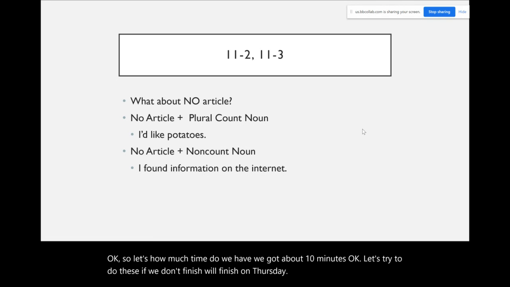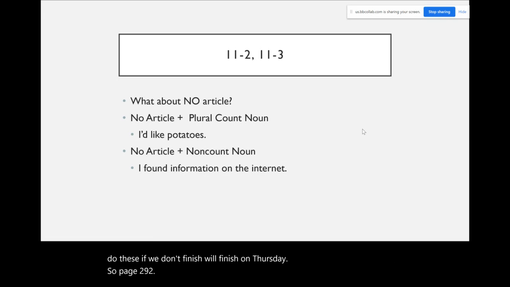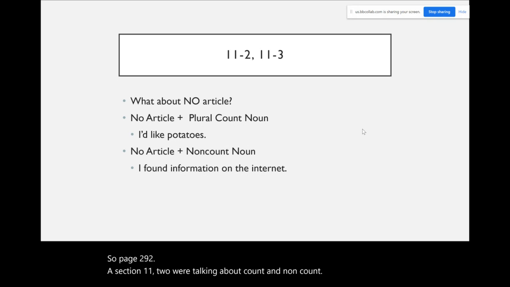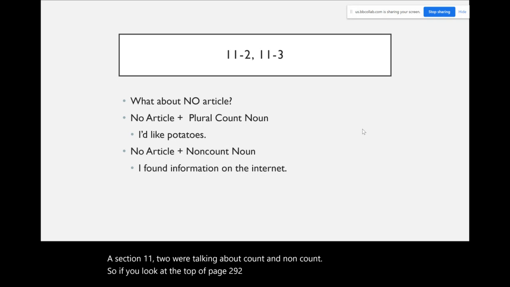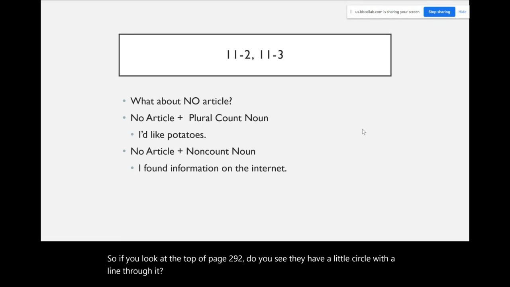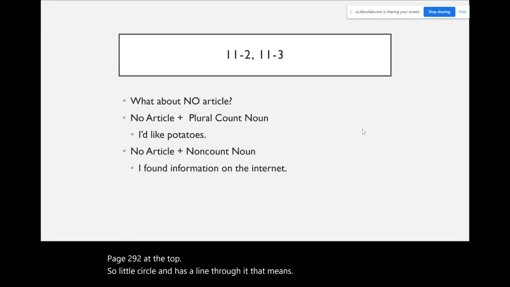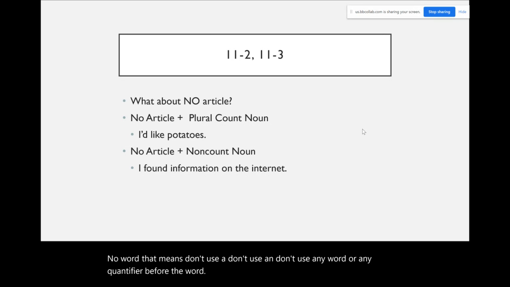So page 292 is section 11.2. We're talking about count and non-count. So if you look at the top of page 292, do you see they have a little circle with a line through it? Everybody see that? Page 292 at the top. Yes. The little circle has a line through it. That means no word. That means don't use a, don't use an, don't use any word or any quantifier before the word.